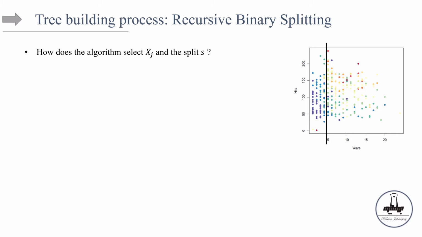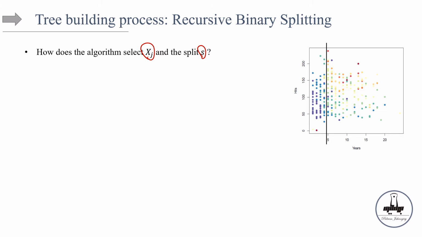Okay, so now let's see how we formally define this tree building process. How does the algorithm select the feature Xj and the split cutoff s? Okay, so the idea is very simple. We know that it is computationally almost infeasible to consider every possible partition of the feature space into J boxes.